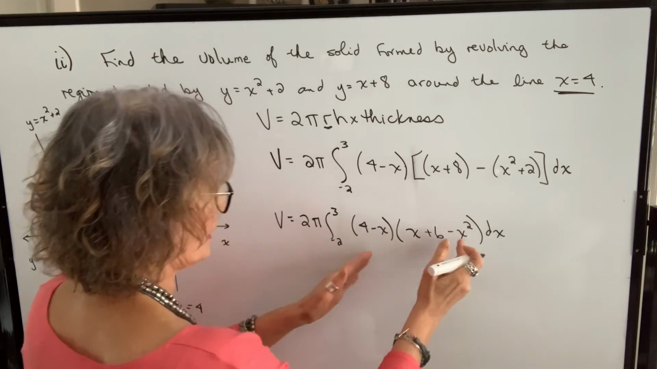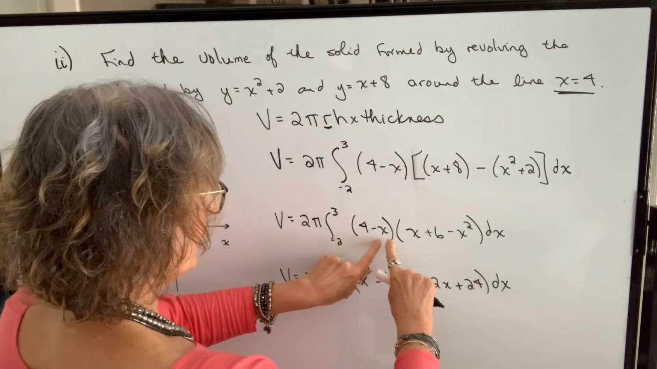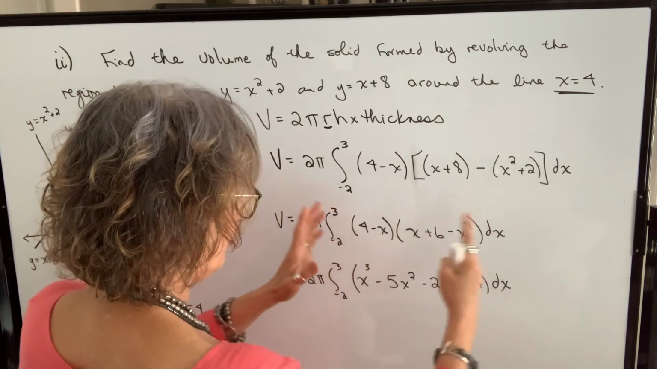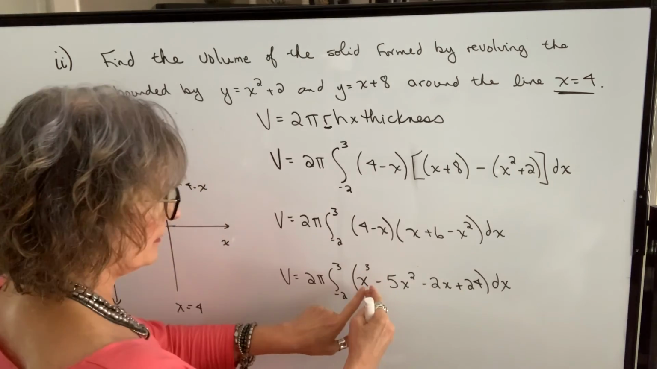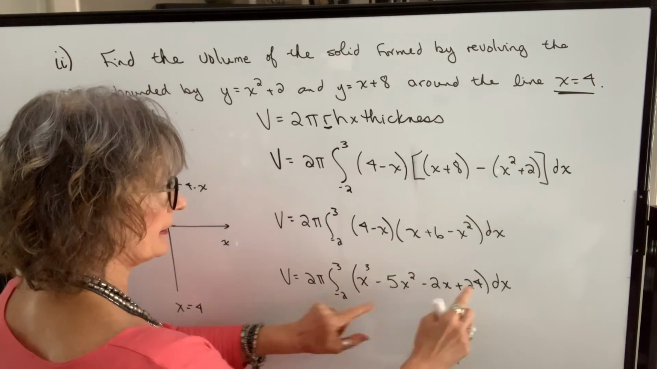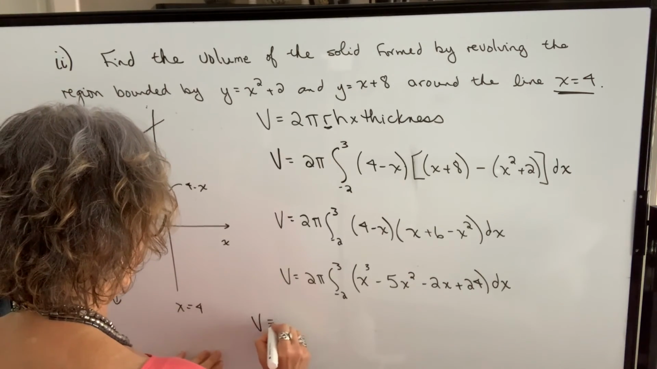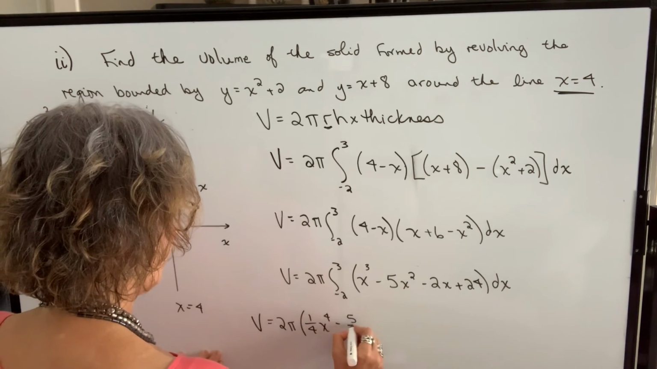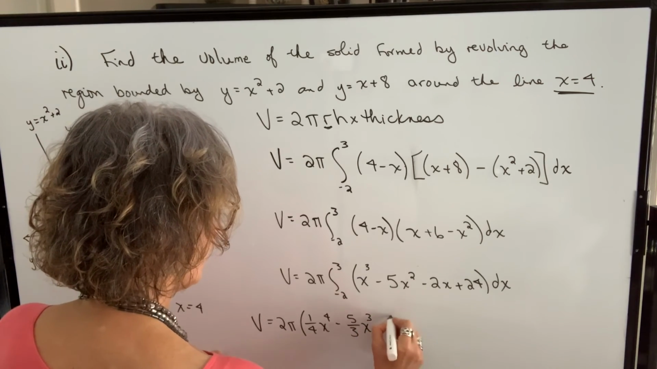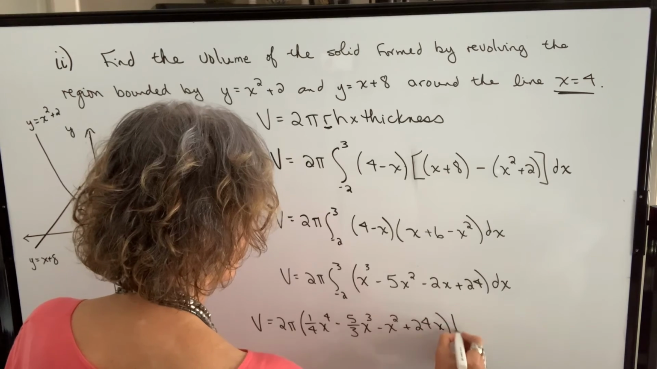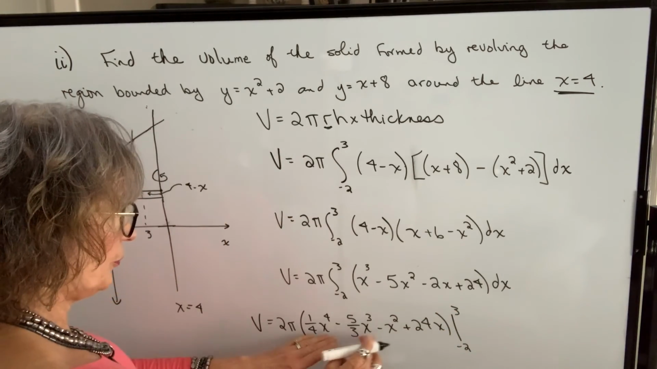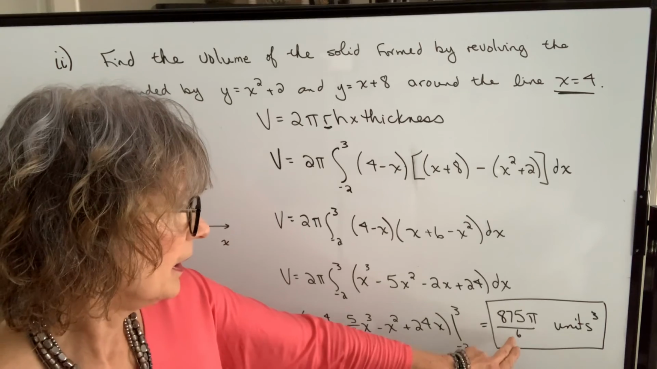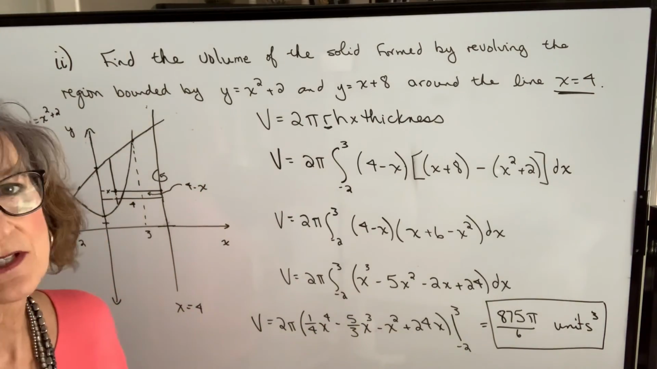Now I'm going to multiply all of this so that I have one polynomial. So when I expanded this by multiplying 4 to each of the terms in this polynomial and negative x, and then I combine like terms and express them starting with my highest degree term, I get this. Now I can integrate. So I'm going to have 1/4 x to the 4th minus 5/3 x cubed minus x squared plus 24x. I'm now going to put a 3 in for x, then a negative 2, and subtract the two quantities. And when I do that, I get a value of 875 pi over 6 cubic units.